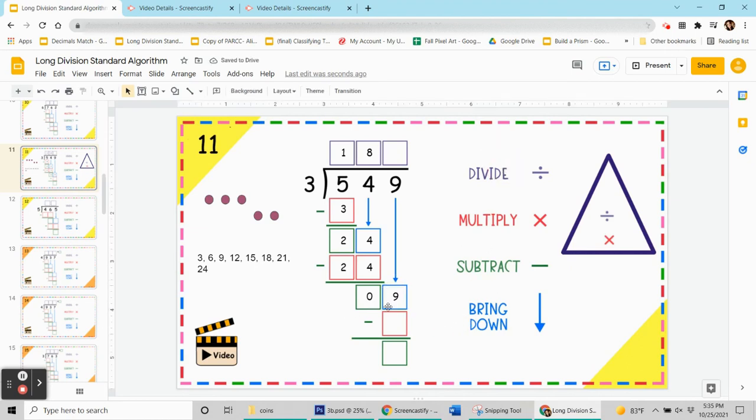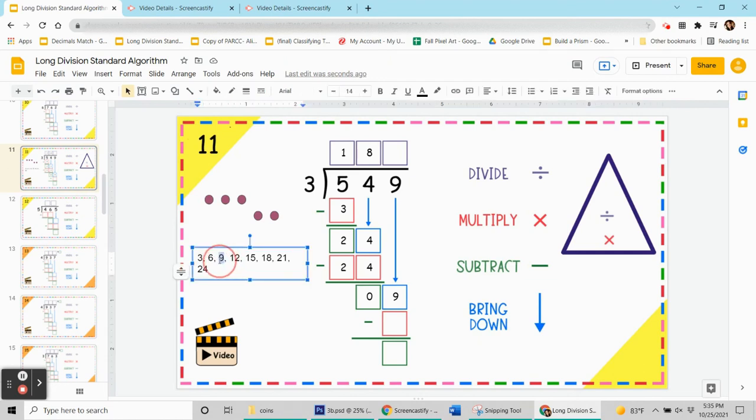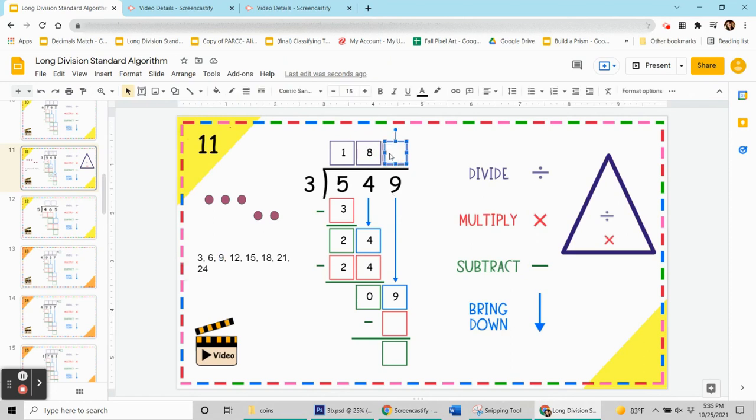So what are we dividing? The last thing we touched and that same 3. You're going to do 9 divided by 3. Well, take a look at these skip counts here. How many times do you skip count 3 before you get to 9? 3 times. 9 divided by 3 is 3. So put your 3 up top.